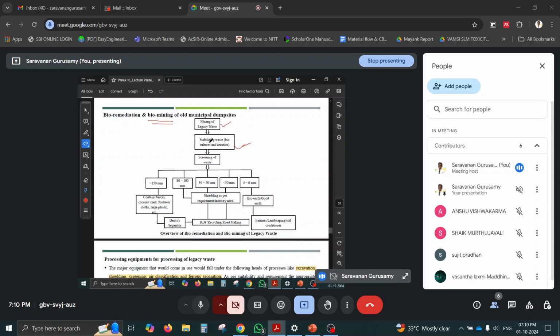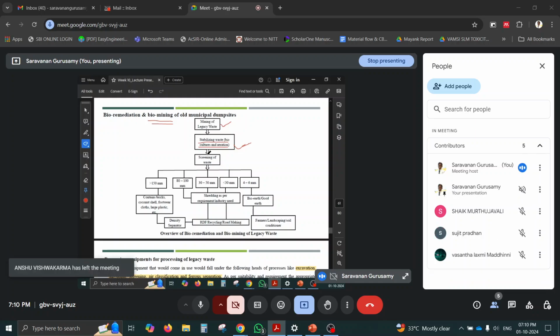So we accelerate the degradation process by adding some biocultures. That's called the stabilization process. We are aerating because it is an anaerobic condition inside the landfill. Now we take it out and aerate it with the biocultures, and then screen the waste into different fractions based on simple physical separation. We segregate the waste into different fractions: greater than 150 mm, 80 to 100 mm, 30 to 50 mm, less than 30 mm, and then 4 to 6 mm. This finest fraction is called bio earth or good earth.